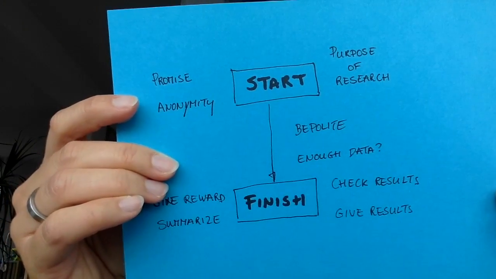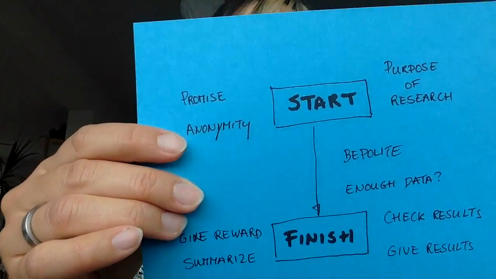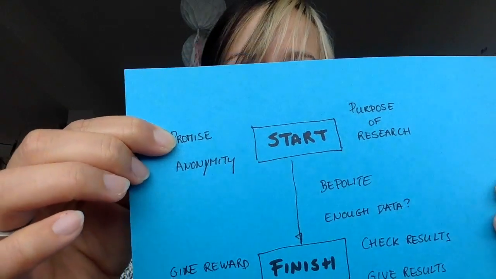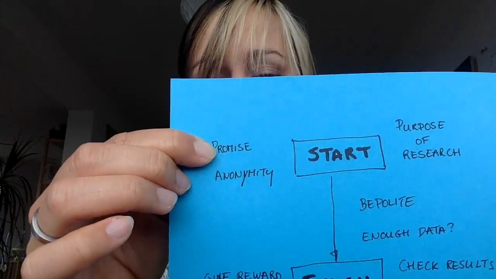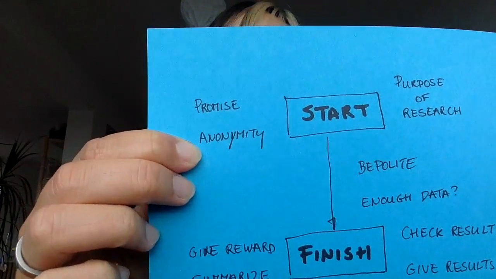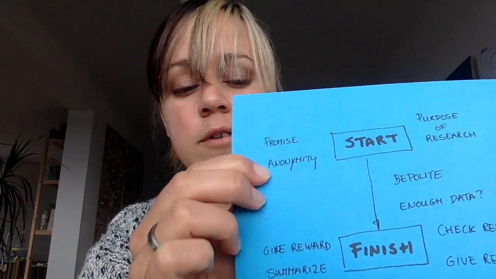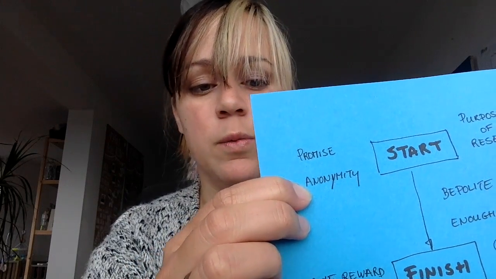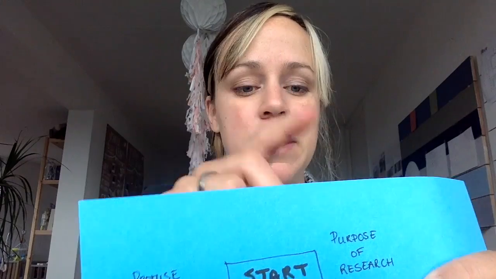from start to finish, when you start talking to your participants, you maybe make a promise. You can promise a reward at the end. Explain that their information stays anonymous once you publish anything about this research. So you won't name them specifically in your research article. You explain it to them, and you explain the purpose of the research. This is also important because then they understand why they participate.